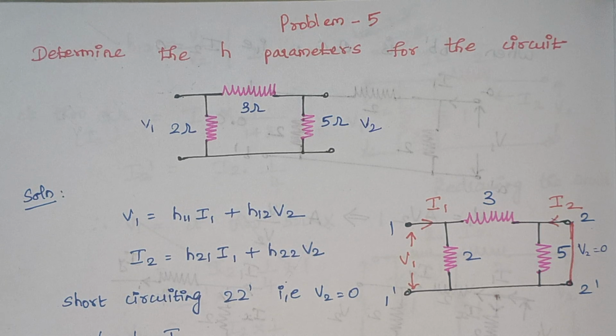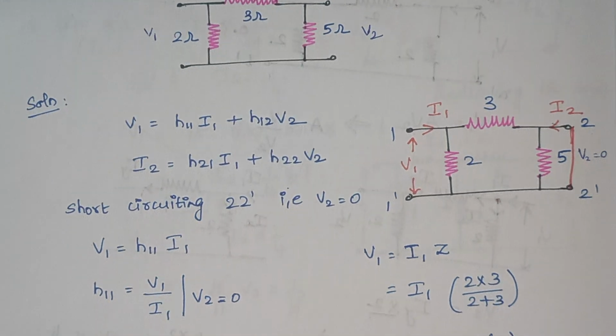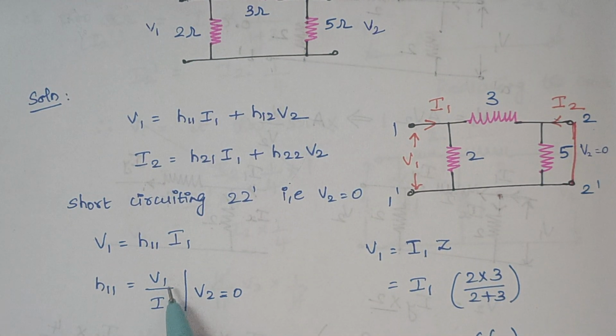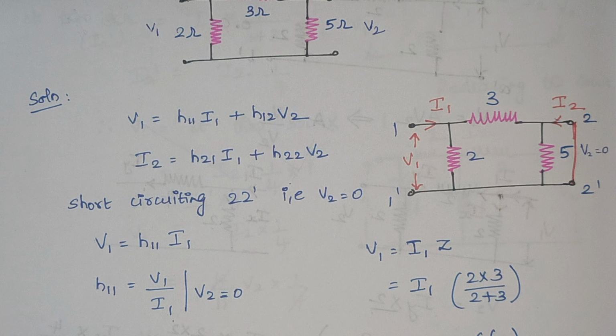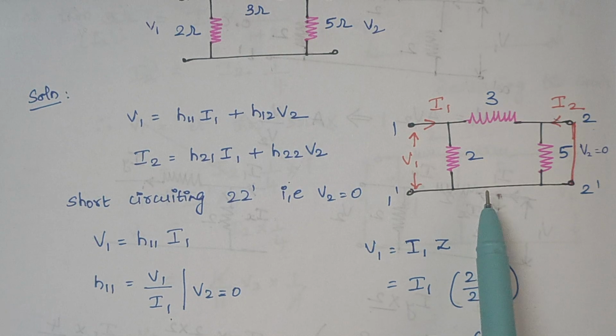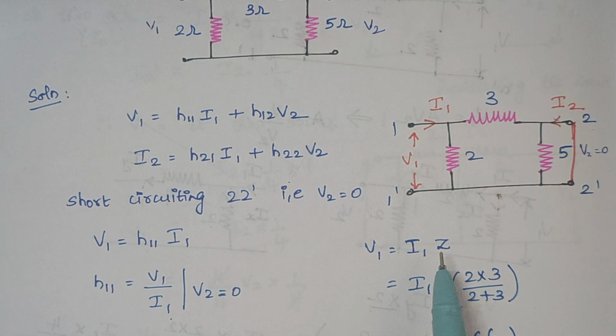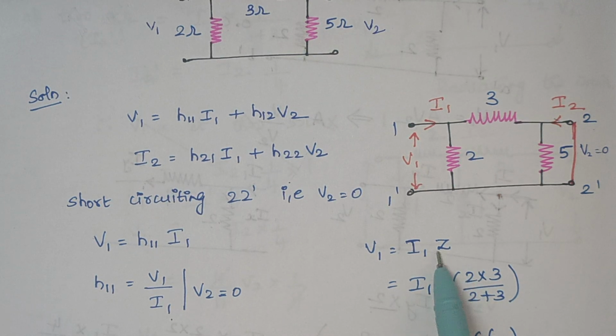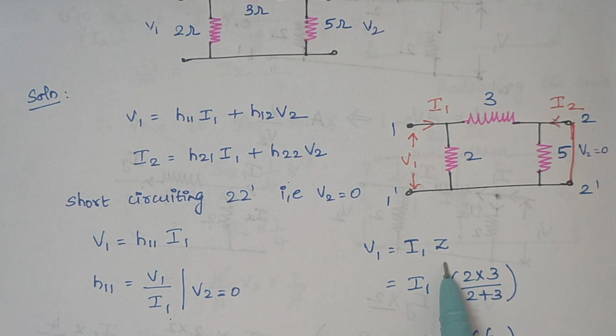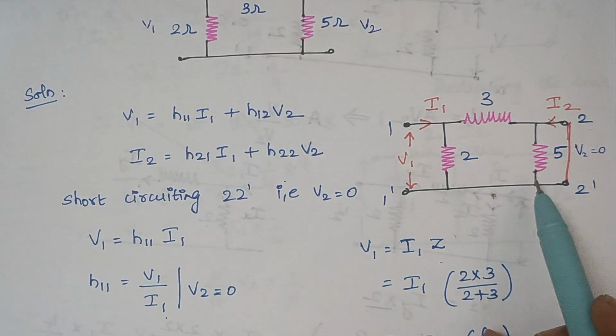So now we are going to find the value of H11. So H11 is given by the ratio V1 by I1. Now we are going to calculate V1 as well as I1 and we are going to find the value of H11. So from this circuit diagram, generally as per Ohm's law, V1 is given by I1 into Z. So how to calculate the value of impedance? So just look at this circuit diagram.